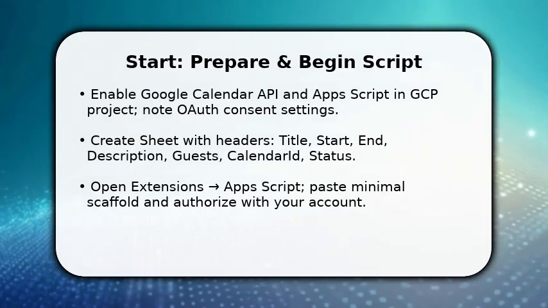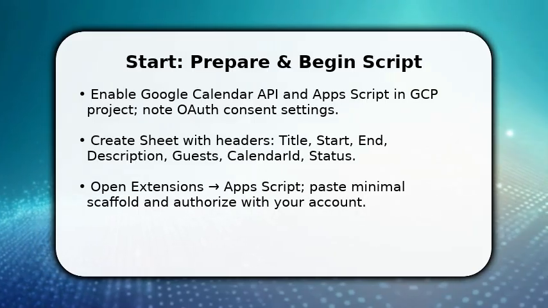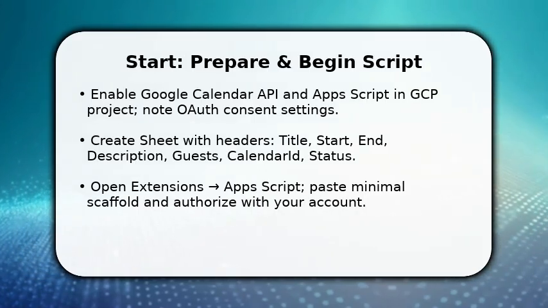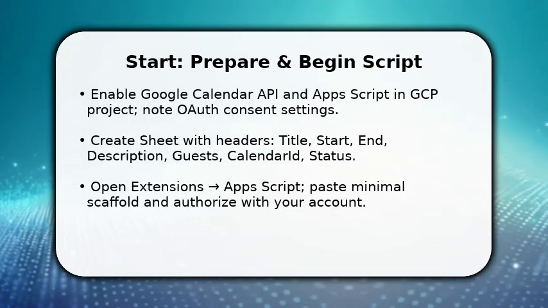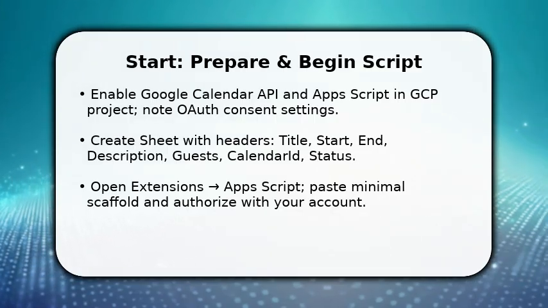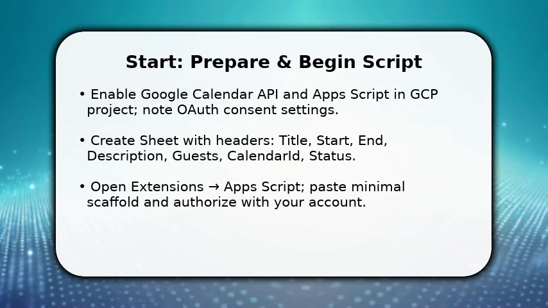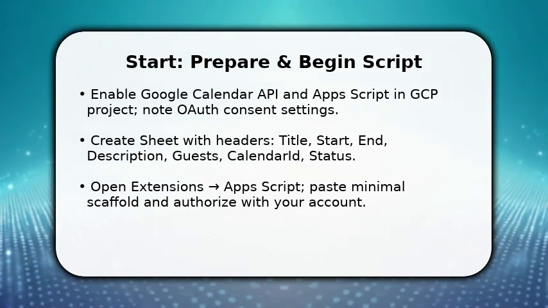Once done, open extensions, then app script, and paste a minimal scaffold that reads the sheet and logs rows. You do this now to get OAuth prompts early. It prevents permission surprises later and lets you iterate on real data. Now implement the core logic.